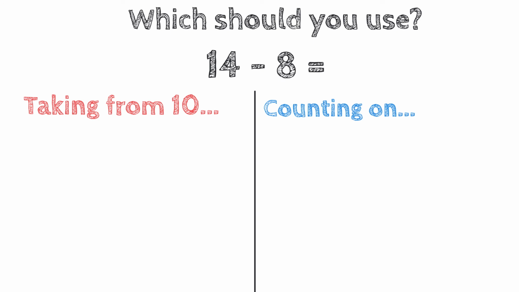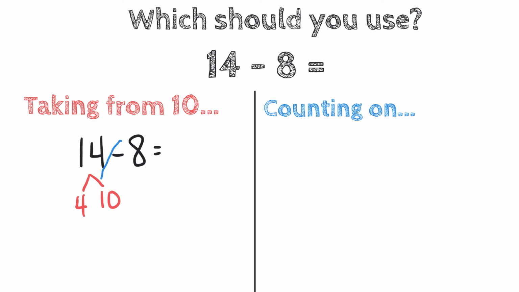So let's write down 14 minus 8 over here for our taking from 10. So 14 minus 8. And the first thing we need to do when we take from 10, we need to make a 10. So I'm going to write my 10 down right here. The other side of my mini number bond then will be, yeah, that's right, 4. Because 10 and 4 make 14. So here's my complete number bond. 14 is my total, and my two parts are 4 and 10.